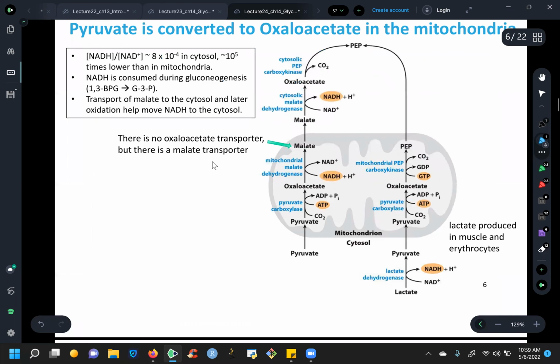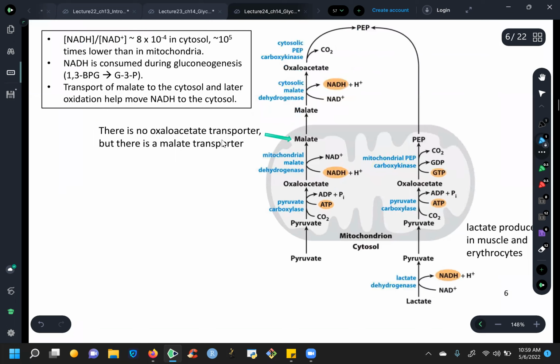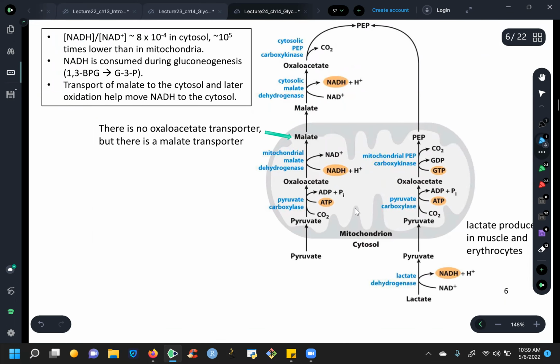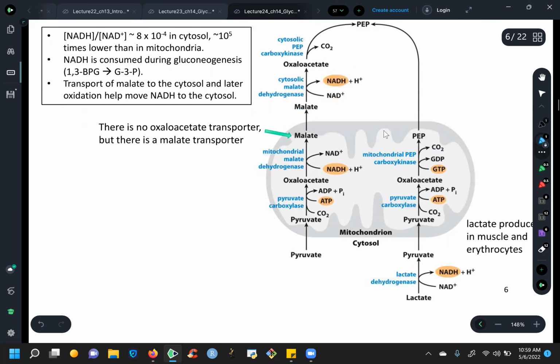Okay, so there is no oxaloacetate transporter, but there is a malate transporter. So that's kind of an important fact to know. Here in the mitochondria, we don't have a transporter for oxaloacetate, but we need to get oxaloacetate out of the mitochondria. So in order to do that, we have to first convert it to malate. And once malate is outside, we reconvert it to oxaloacetate.